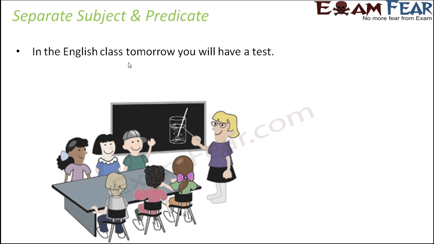In the English class tomorrow, you will have a test. So where is the verb here? So here you have the verb is here, will have. So who will have a test in the English class tomorrow? The answer is you. So therefore, you in this case is the subject, and the remaining part of the sentence is the predicate. In the English class tomorrow will have a test. This is all predicate. So in the predicate, you have the verb plus all the supporting words of the verb.